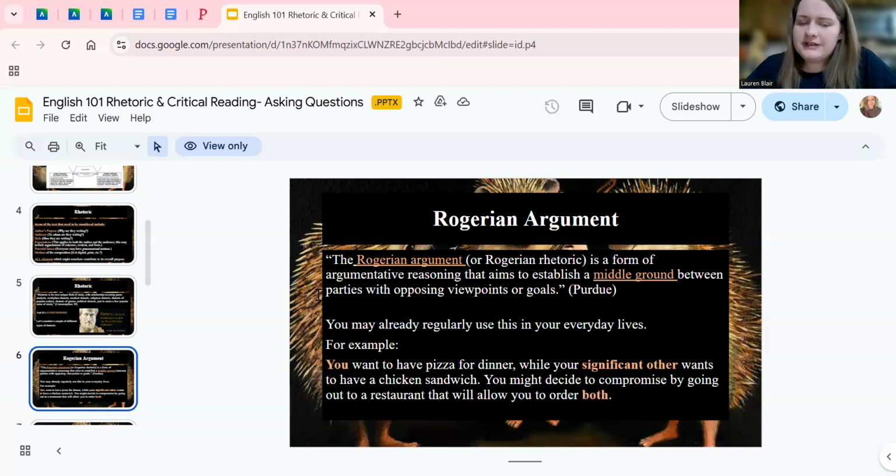There are a couple of different types of arguments. A Rogerian argument or Rogerian rhetoric is a form of argumentative reasoning that aims to establish a middle ground between parties with opposing viewpoints or goals. You might use this in your everyday life regularly. If you want pizza for dinner and your significant other wants a chicken sandwich or something like that, you might decide to compromise by going to a restaurant that allows you to order both.